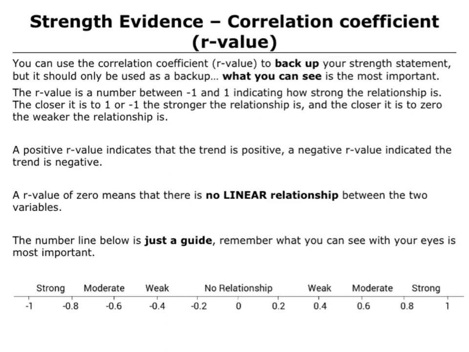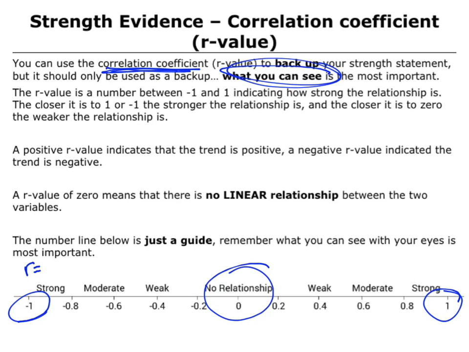Now in terms of evidence for the strength of it, we don't have to do this, but sometimes this comes up. It's not technically in the curriculum, but it's a way for us to be able to look at this strength in a calculated way. And so we use something called the correlation coefficient. We can only use it as a backup because what you see is the most important part. So down the bottom I've got the scale, the R value, that correlation value, can go anywhere from -1 to +1. Now, if it has a value of 0, that means it's got no relationship.